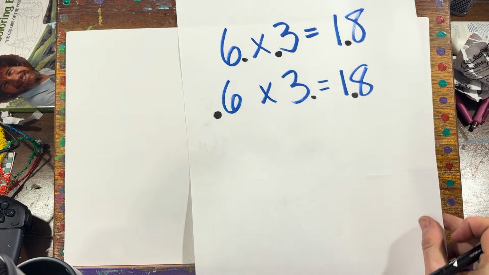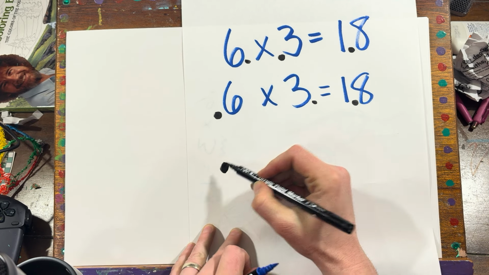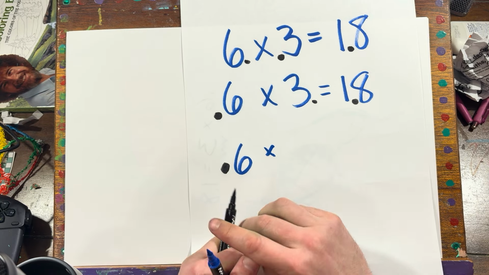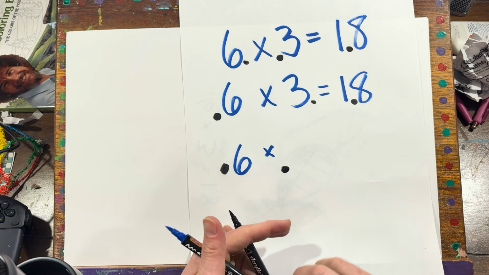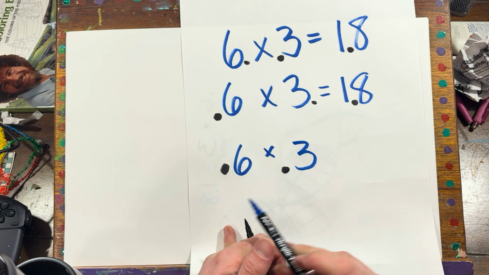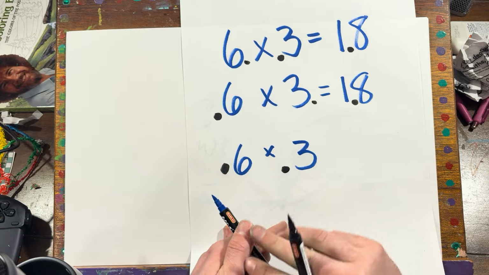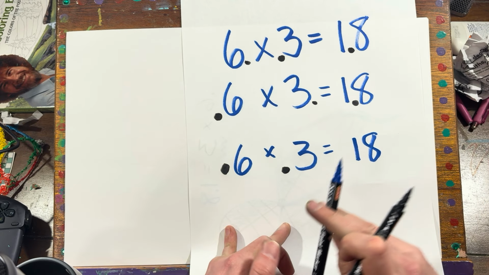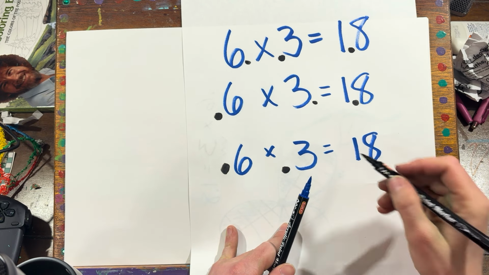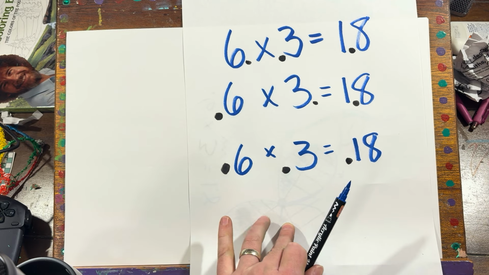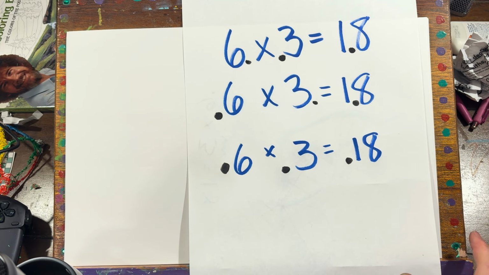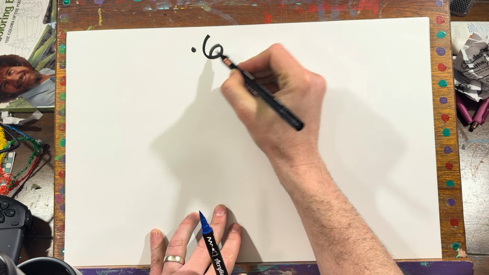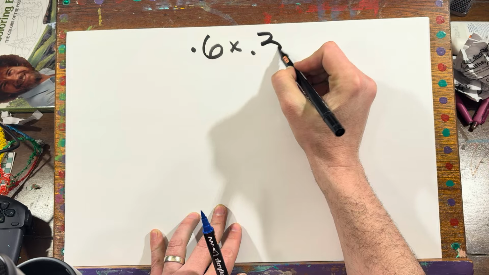This makes me wonder, though. What would happen if we did 6/10 times 3/10? I predict, based on these patterns, that our answer would not be 18. I also don't think it would be 1.8. I think it would be 1800ths. And I'm curious if we could prove that. Let's say 6/10 times 3/10.